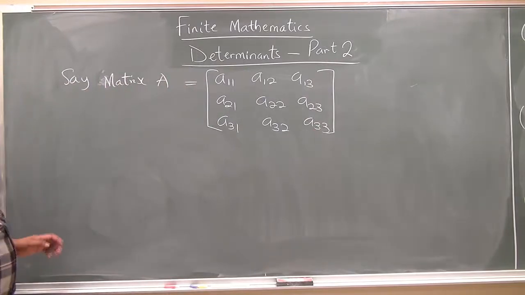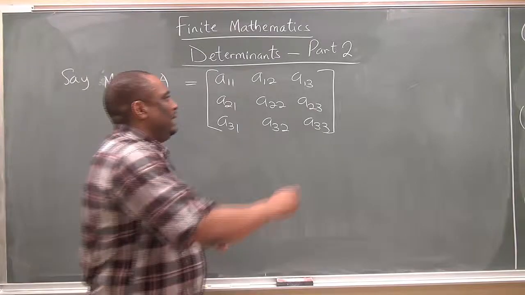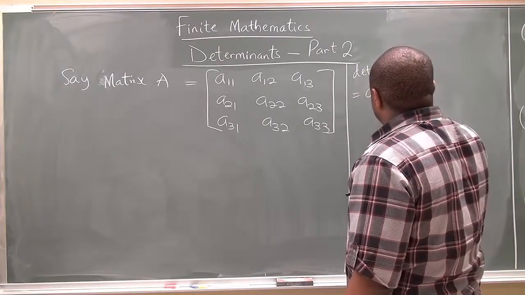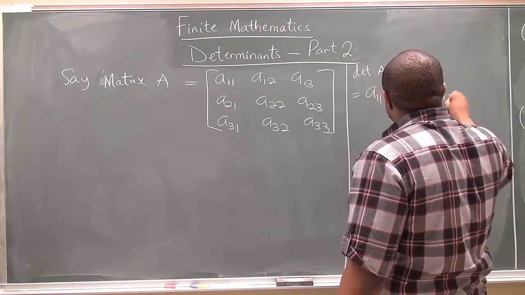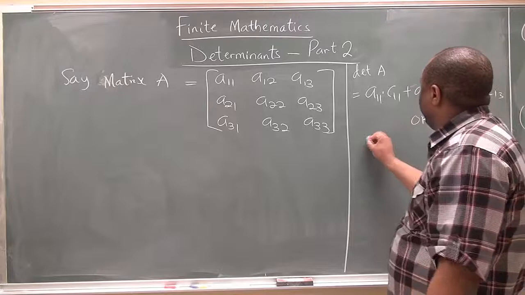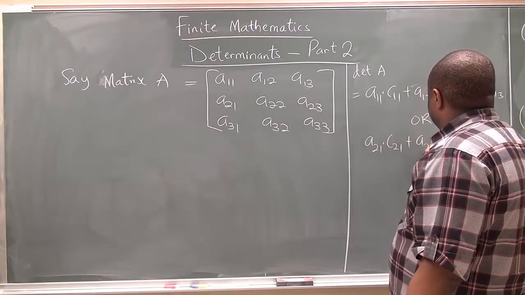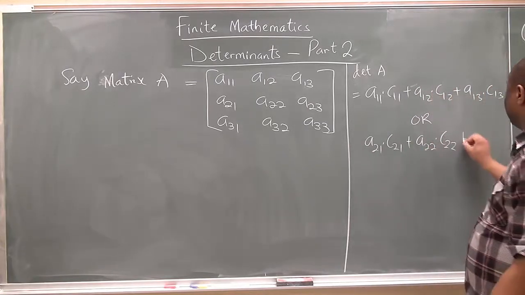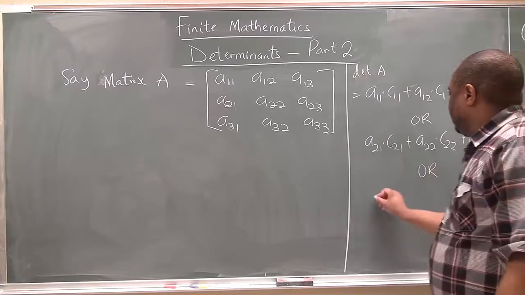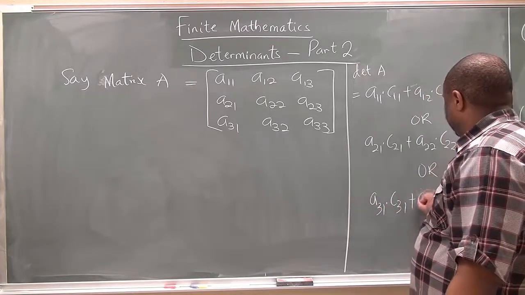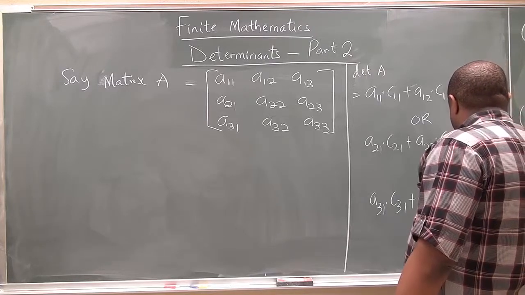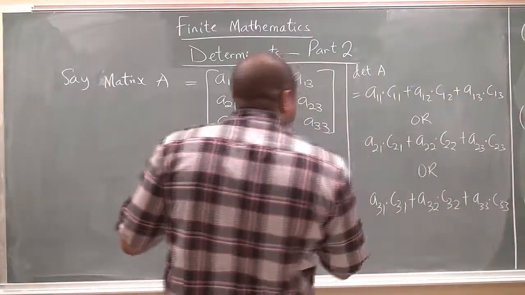Okay, so we said in the previous video that the determinant of A could be A11 times C11 plus A12 times C12 plus A13 times C13, or it could be A21 times C21 plus A22 times C22 plus A23 times C23, or it could be A31 times C31 plus A32 times C32 plus A33 times C33. In the previous video we found the cofactors.